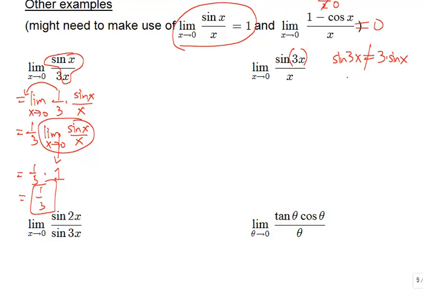Just think of your double angle identities. Sine of 2x does not equal 2 sine x. It equals 2 sine x cosine x. Same principle at work here.